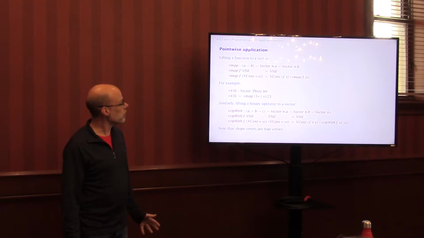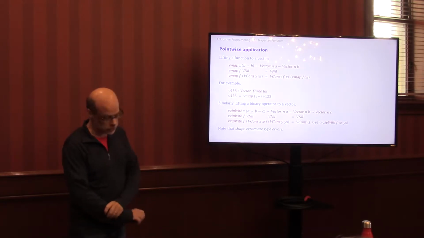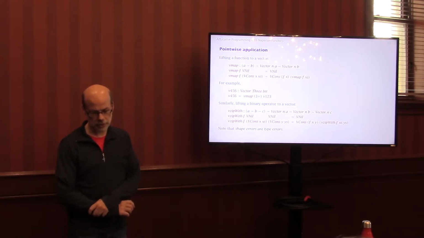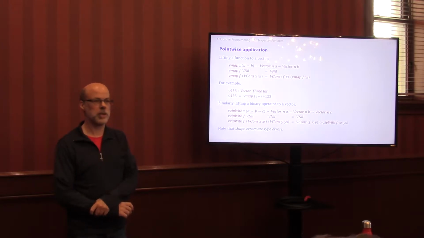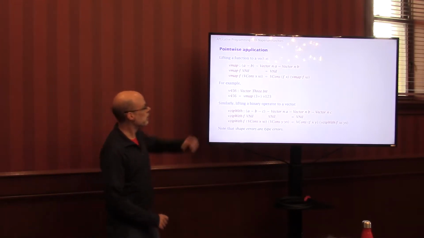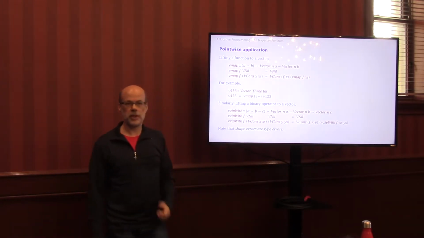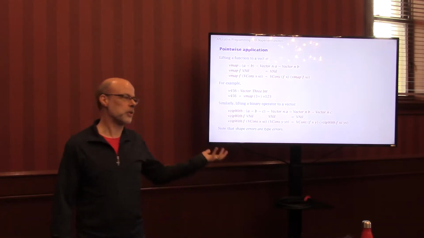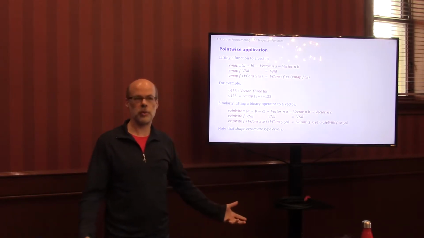You can do pointwise application. So here's vmap that takes a function, an a to b function, and a vector of a's and makes a vector of b's. And again, the value level is defined just the way for length indexed vectors as it would be without the length index, just as it would be for lists.